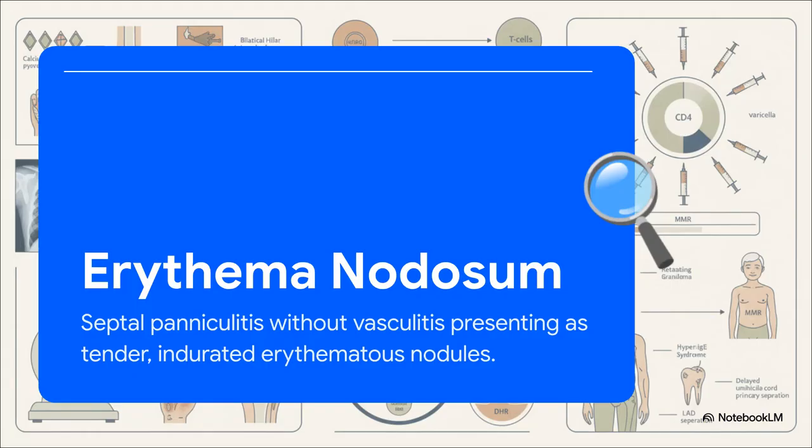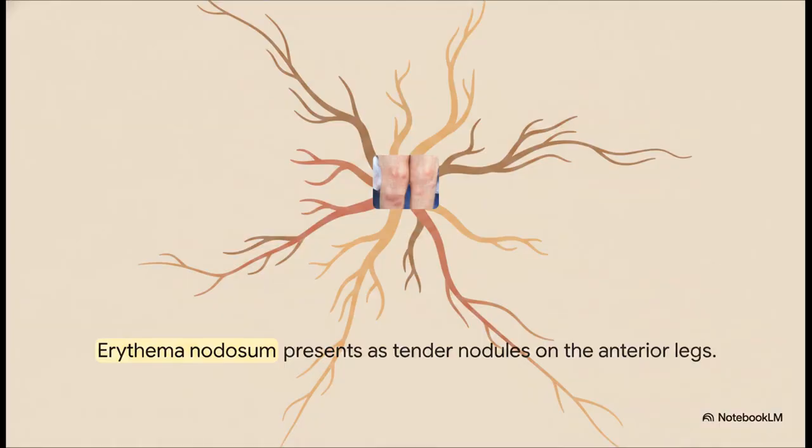Now, a very common exam finding in sarcoidosis is erythema nodosum. Pathologically, you need to remember this is strictly defined as a septal panniculitis without vasculitis. It's essentially a delayed type hypersensitivity reaction to some kind of antigen exposure. When you examine the patient, you'll see these incredibly tender, indurated erythematous nodules right on the anterior shins. They typically resolve on their own over a few weeks and just leave behind some residual hyperpigmentation.